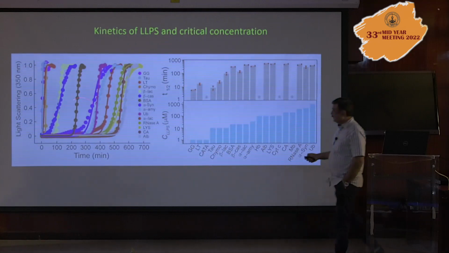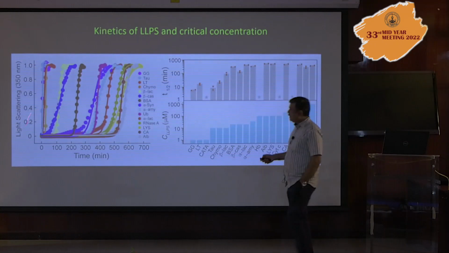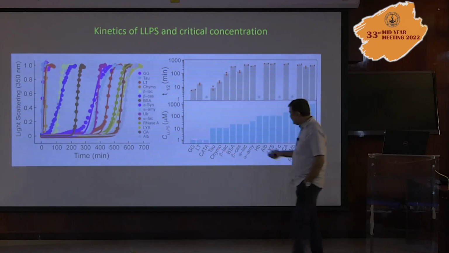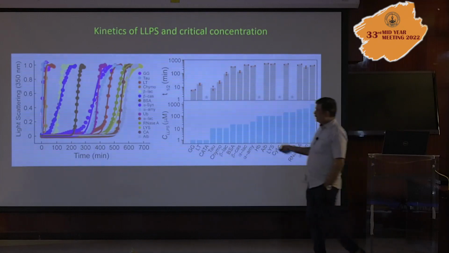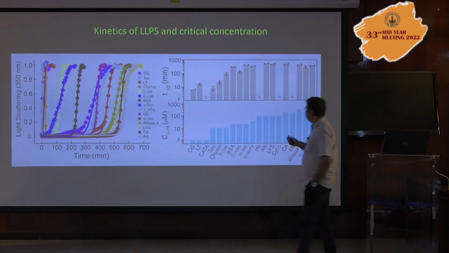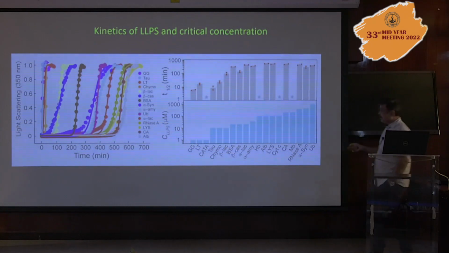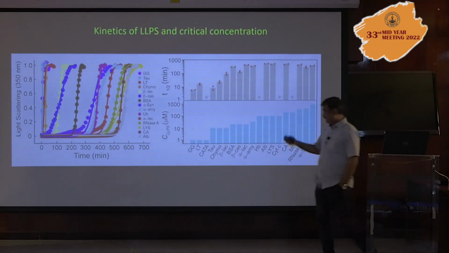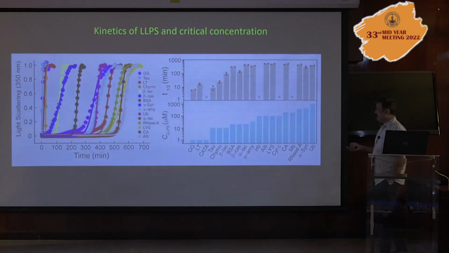We have seen that whichever proteins have low critical concentration phase separate very fast. You can see here the critical concentration and the T-half of the phase separation kinetics are not exactly correlated, and we are not expecting an exact correlation because we used different concentrations here. We used the critical concentration of the protein for the phase separation kinetics. However, there is some rough correlation.